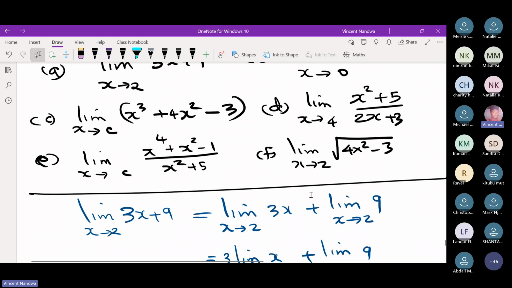So the next problem: limit as x approaches c of x cubed plus 4x squared minus 3x.